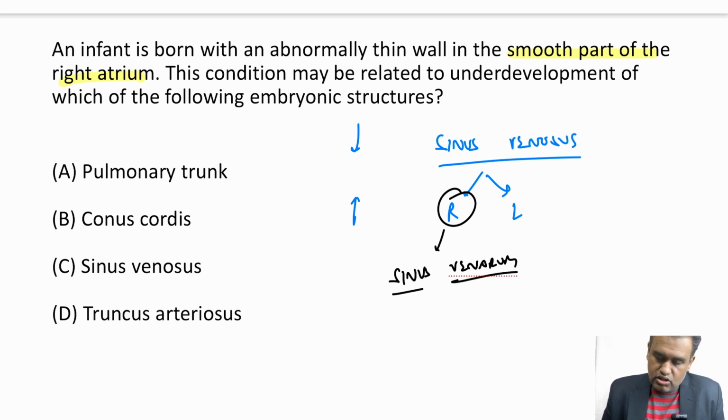If you start searching the options, you can already see the sinus venosus as being the answer. How to rule out the other options is also not very difficult. The pulmonary trunk is coming out of the right ventricle. Why would it form any part of the right atrium? Apply common sense. The conus cordis is more distal. It forms the outflow part of both the right and the left ventricle. The truncus arteriosus forms the pulmonary trunk and the aorta. Obviously, the answer becomes sinus venosus.